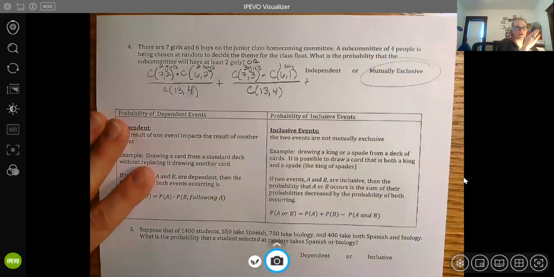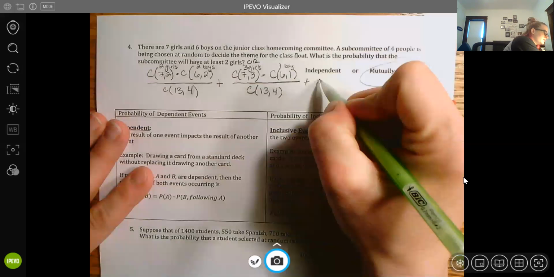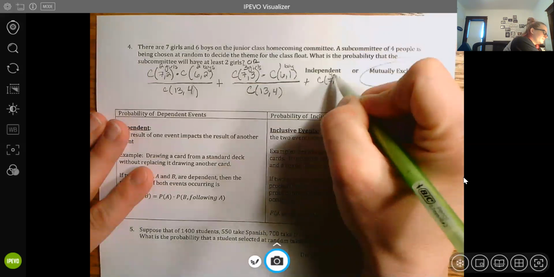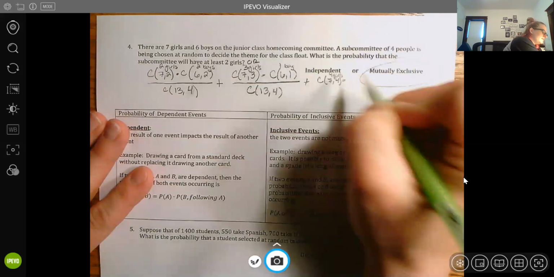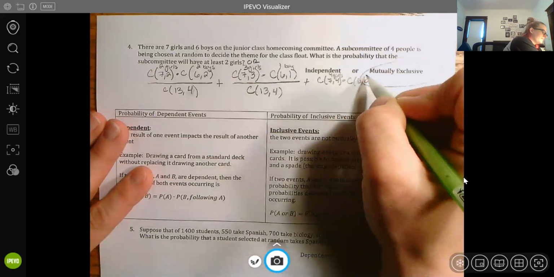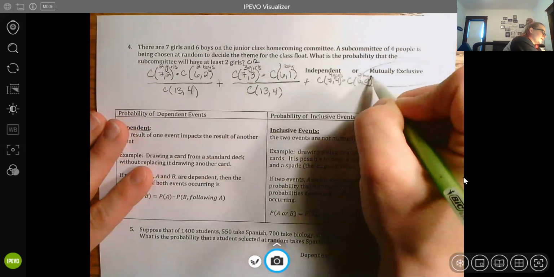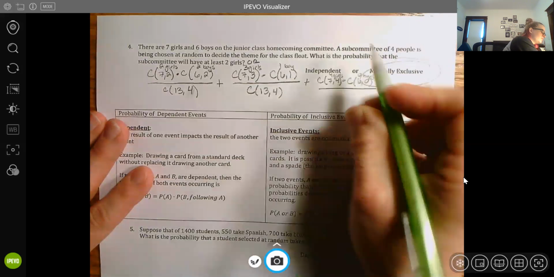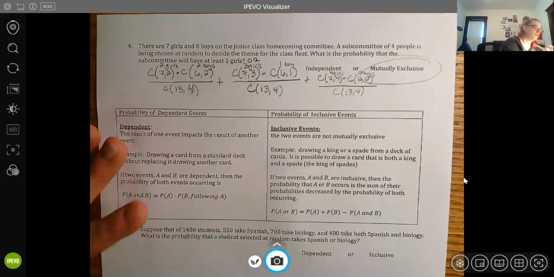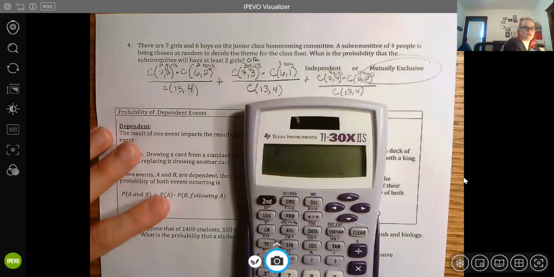So now here's our other statement, or we could have 4 girls and no boys. So we have 7 girls to choose from, and we're picking 4, times the probability of having 6 boys and choosing 0 of them, over, and still the same total. All right, so doing this, I'm going to show you using my scientific calculator.